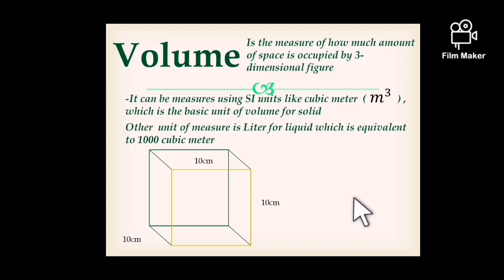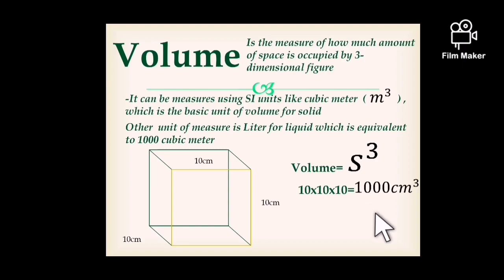So from this given, the box measures 10 cm by 10 cm by 10 cm. Pare-pareho ang measures ng kanyang mga side. So that is a square prism. The formula for the volume of a square prism is S cubed. So that is 10 times 10 times 10, that is 1,000 cubic centimeter. So 1,000 cubic centimeter is equal to 1 liter. Ibig sabihin, ang 10 cm by 10 cm by 10 cm na box ay magkakaroon ng laman na 1 liter.